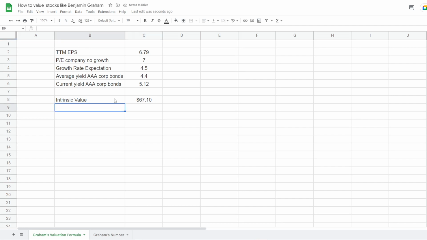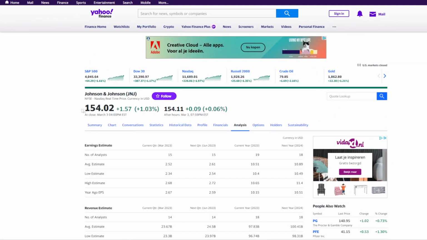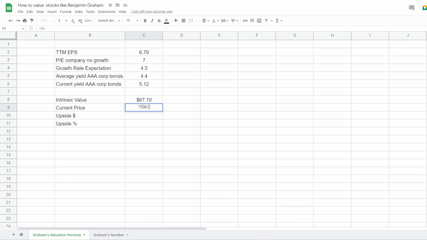What we can now do is we want to see an upside in dollars and an upside in percentages. So we want to fill in the current price, the upside in dollars, and the upside in percentages. So the current price of Johnson & Johnson is $154.02.